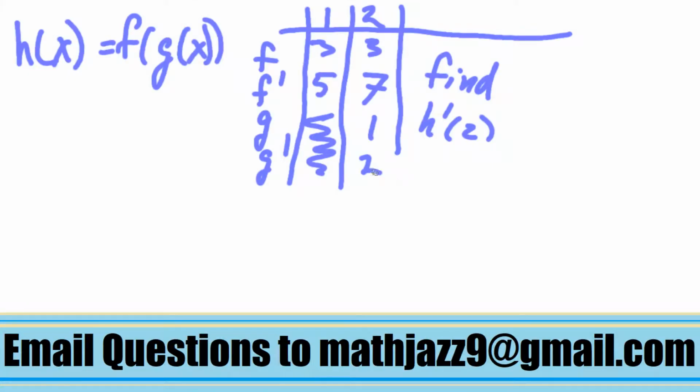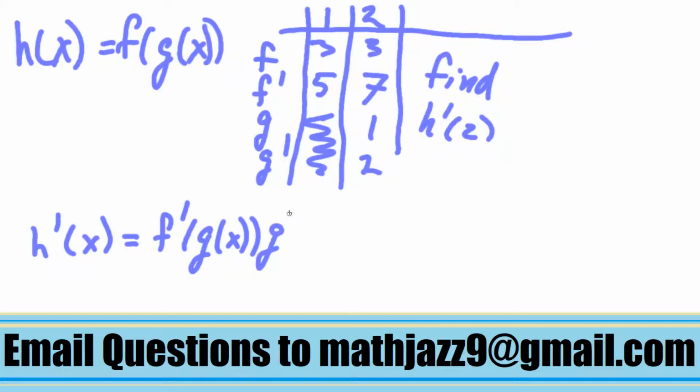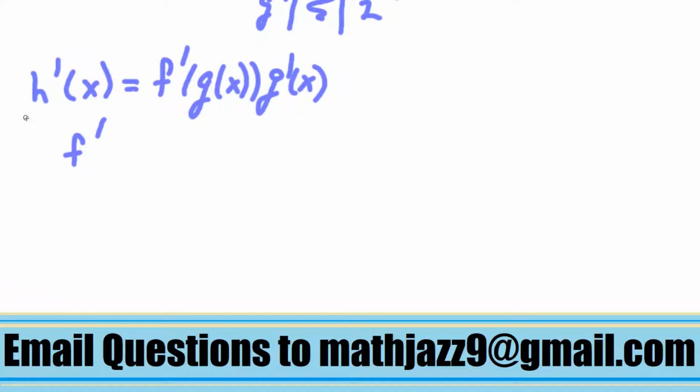Okay, here we have our table. This is the information that we need. We know that h prime of x by the chain rule is going to be f prime of g of x times g prime of x. When we plug in 1s for everything, that gives us f prime of g of 1 times g prime of 1. No. We weren't asked for 1, we were asked for 2.